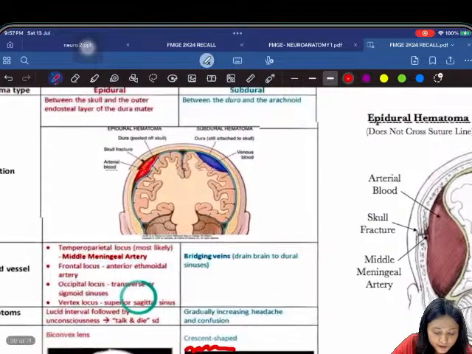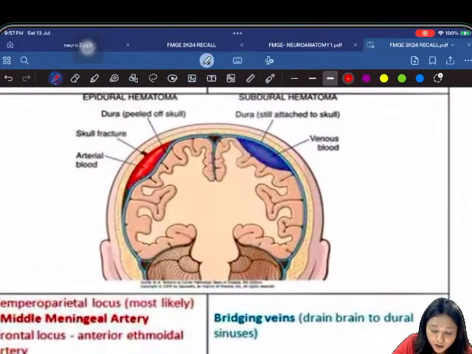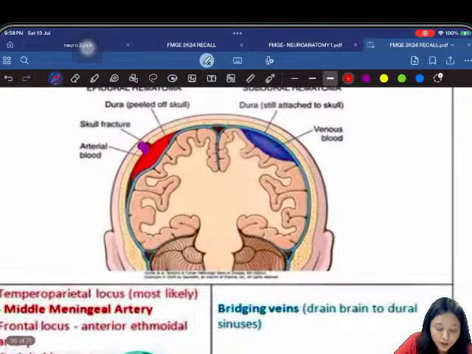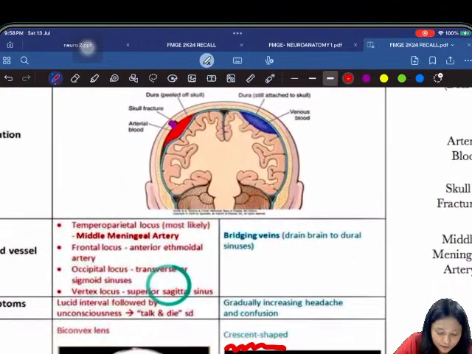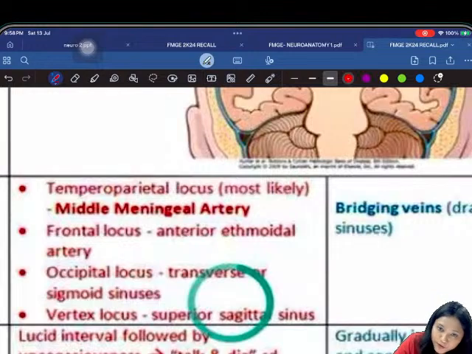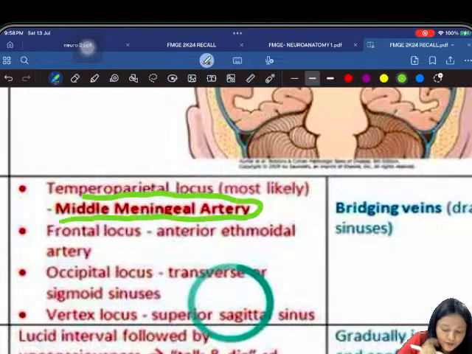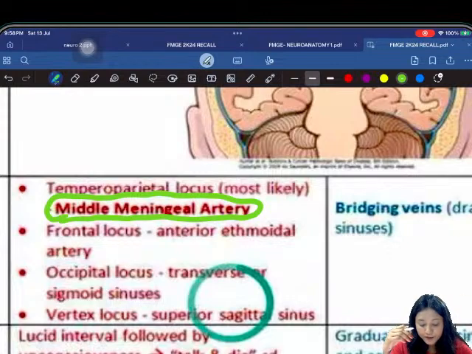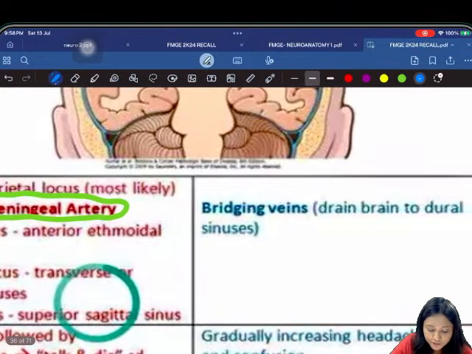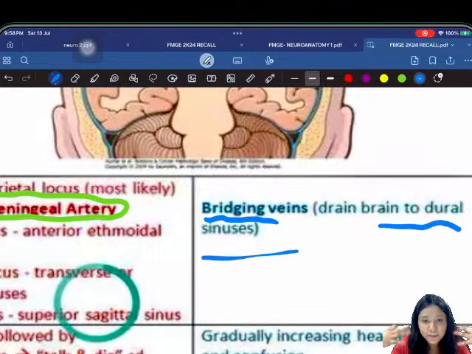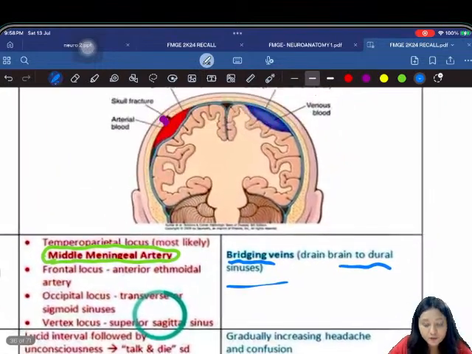And also mostly in the epidural, that is above the dura, you will mostly see a skull fracture. Okay, you will see a skull fracture, and this is mostly because of arterial blood. I had said that the pterion is the weakest point. If you get a blow on the pterion, there will be injury to the middle meningeal artery. So mostly because of the middle meningeal artery you get the epidural hemorrhage. Now if there is an injury to the bridging veins, mostly because of the dural venous sinus, it is a subdural hemorrhage. So next time a question might come on the artery and vein of epidural and subdural.